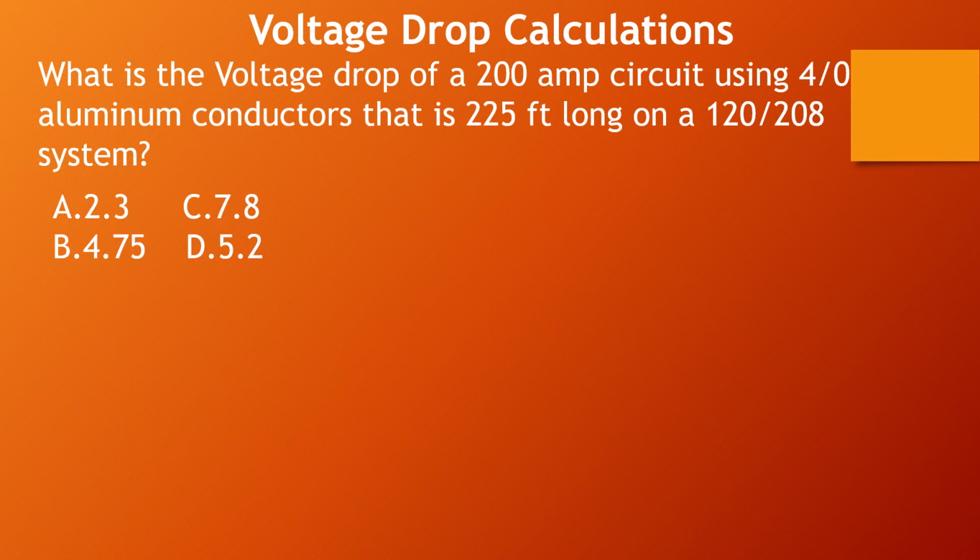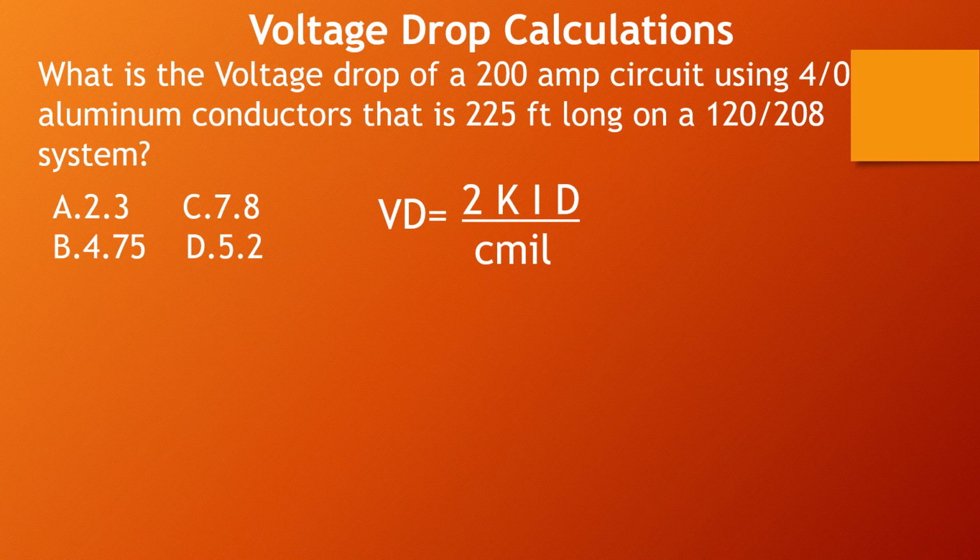What is the voltage drop of a 200 amp circuit using 4-aught aluminum conductors that is 225 feet long on a 120/208 system? We have to be very careful that we read our question carefully. We have aluminum conductors and we're on a 3-phase system. So let's proceed with what we know. This is our normal voltage drop formula, 2KID over C mils.